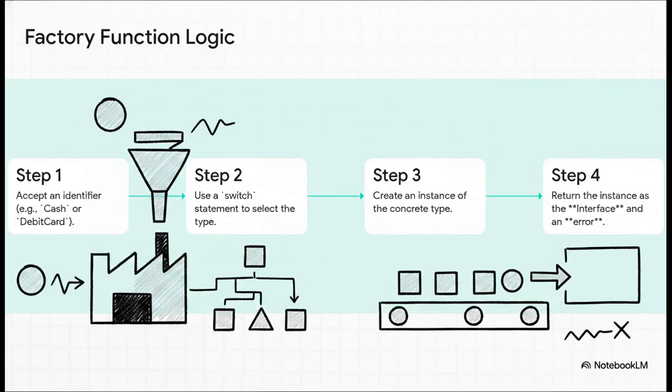And finally, we get to the third pillar, the factory function itself. This is the heart of the whole pattern. Its job is actually pretty simple. It takes in some kind of identifier, like a number or a string. It uses a switch statement to figure out which type to create. It makes a new instance of that type. And then, and this is the most important part, it returns that instance as the abstract interface, completely hiding the real type from whoever called it.